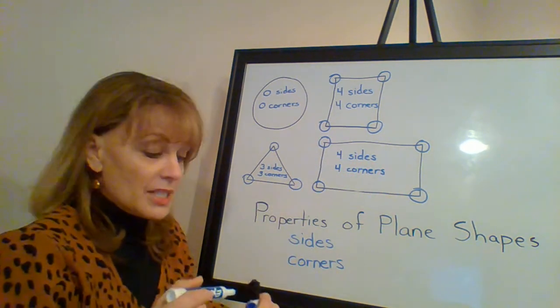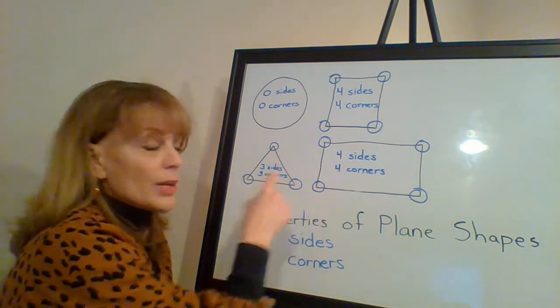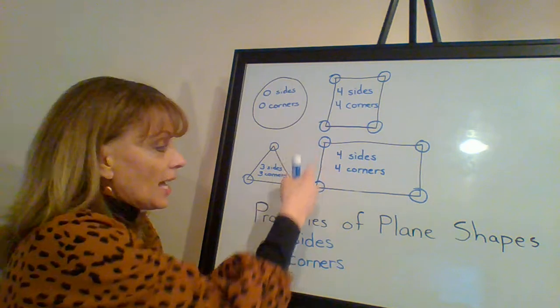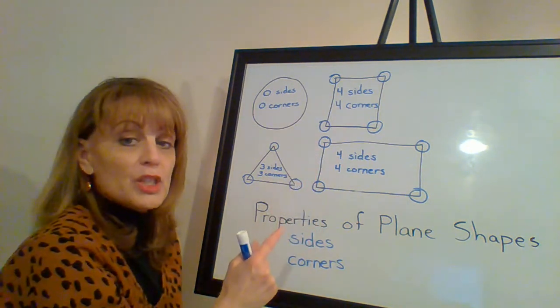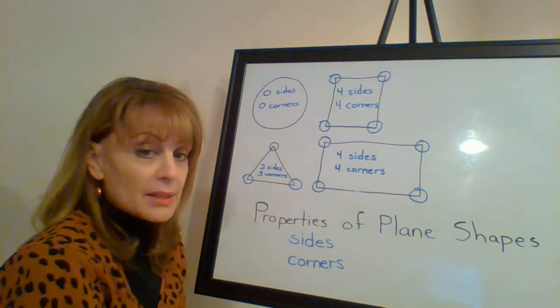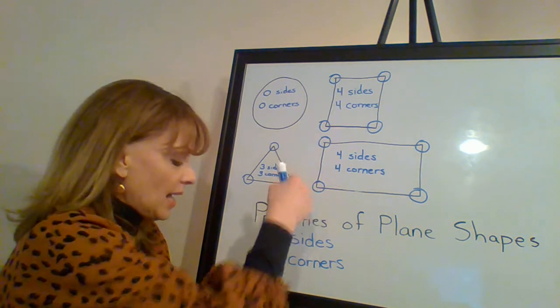Do you understand the difference between a straight side and a corner? A straight side is just one length, but a corner is where two straight sides meet. So make sure you understand the difference between a side and a corner.